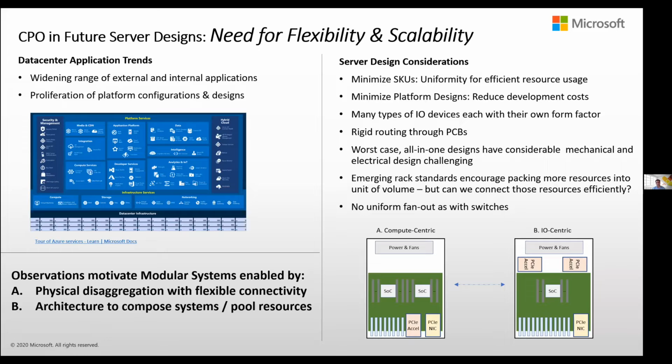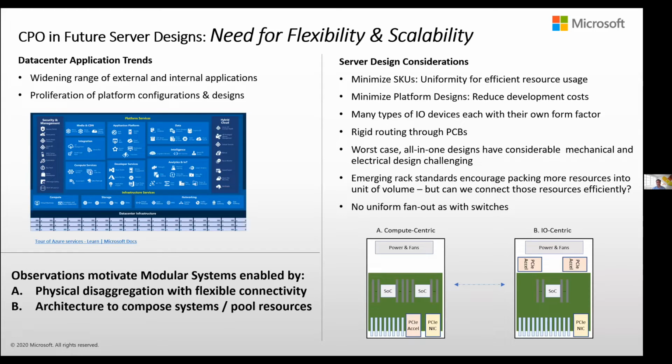So CPO itself is not a new thing. The question is, to what extent is CPO actually applicable inside a server box, a typical server? That's a topic that I want to focus on. You can have all kinds of applications of CPO, but what about server design? And it starts with making observations on where we need flexibility and scalability.